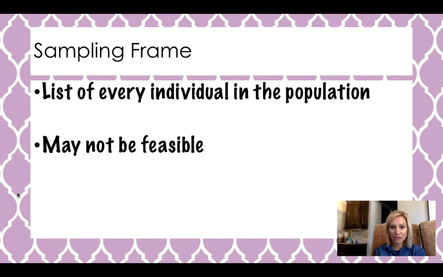Again, if we go back to the shark study, it's not possible that we have a list of every individual shark living in the Pacific Ocean. So in that case, we're not going to be able to use a sampling method that requires a sampling frame. We're going to have to pick a different sampling design. So it is possible that we don't have a list. It is possible that we do.